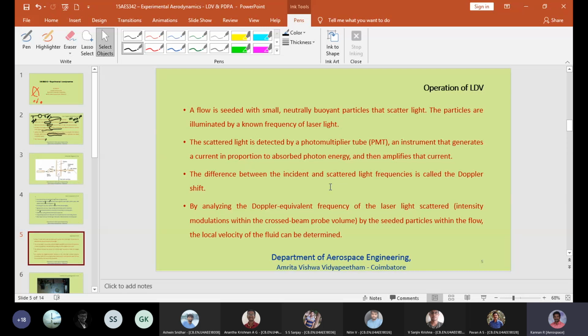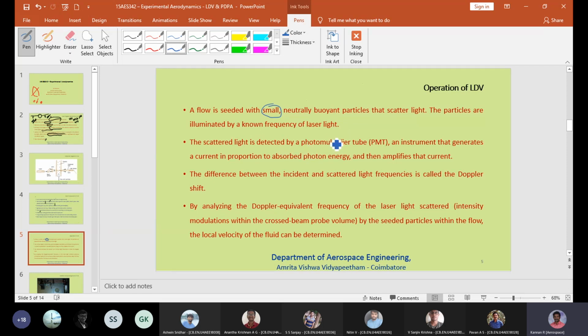And next, in the case of an LDV, what are we going to do? If you look at the operation, in the flow domain we are going to send seeded particles. The particles are going to be small enough and neutrally buoyant, meaning they should not go up because of the buoyancy effect, and should not come down because of the gravity effect. That neutrally buoyant particle scatters the light, because, as I already mentioned, the particle size is sufficient to scatter the light, and the particles are illuminated by the known frequency of laser light.